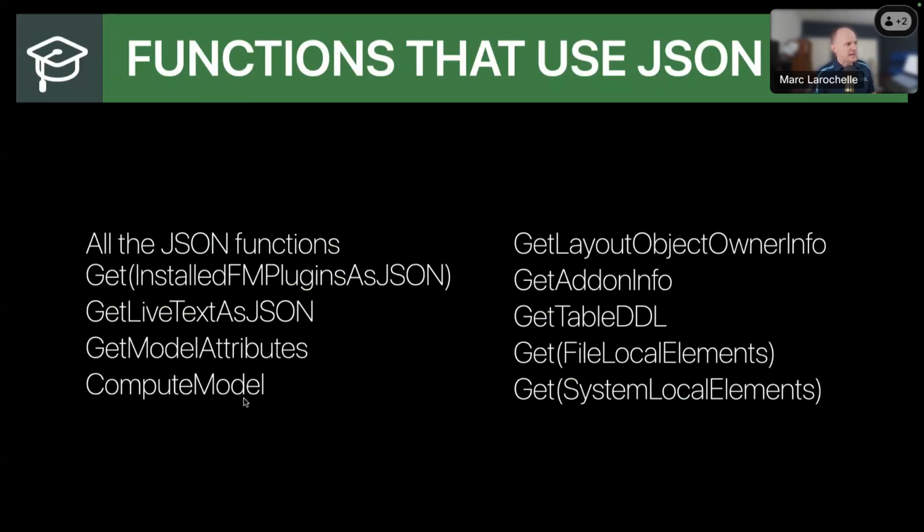And then, but look how many functions now take advantage of JSON in and around the Claris platform. Obviously, all the JSON functions will use JSON, but other things like get installed FM plugins as JSON, get live text as JSON, then the machine learning get model attributes, the compute model, get layout object owner info. That's a neat one. In fact, this is a great way to experiment with JSON. Just call that function from FileMaker. You'll get a bunch of JSON back, try to parse it, and that'll be a good way to start, actually. Get add-on info, get table DDL, get file local elements, and get system local elements.